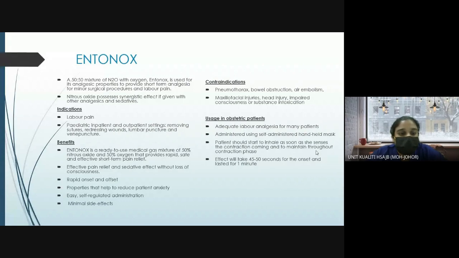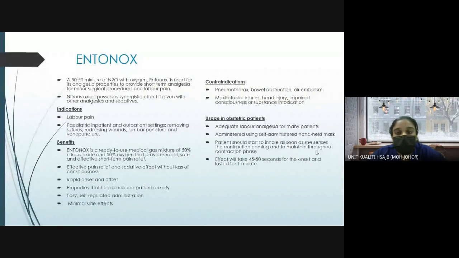So the benefits of Entonox: it is a ready-to-use medical gas mixture of 50% nitrous oxide and 50% oxygen that provides rapid, safe and effective short-term pain relief and sedative effect without loss of consciousness, with rapid onset and offset, properties that help to reduce patient anxiety, easy and self-regulated administration, and minimal side effects.